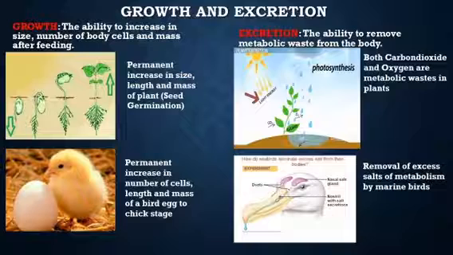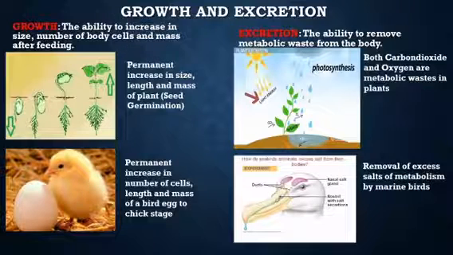Quick one. Let's look at excretion. Excretion simply means the ability to remove the metabolic waste from the body. Both carbon dioxide and oxygen are metabolic waste in plants. What I am saying here is that during photosynthesis, oxygen is a waste product. But during respiration for all organisms, carbon dioxide is a waste product. So excretion is removing all this metabolic waste.